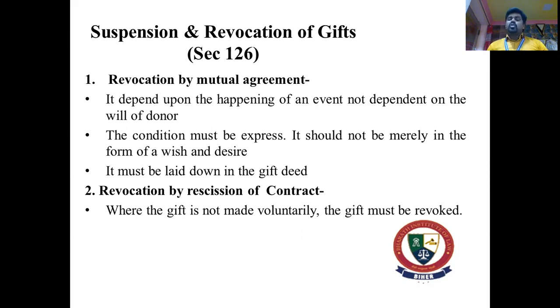So in the gift deed, in which you are telling which property you want to gift to which person and by which date and all those things, in the same agreement the revocation by mutual agreement condition shall also be mentioned if you want to put so. Or let's say you can put, if he is not taking care of me in my old age, the gift will be revoked. You can put that condition also. But all these conditions should be expressed, laid down in the gift deed itself.